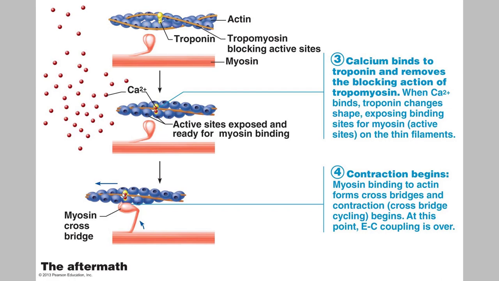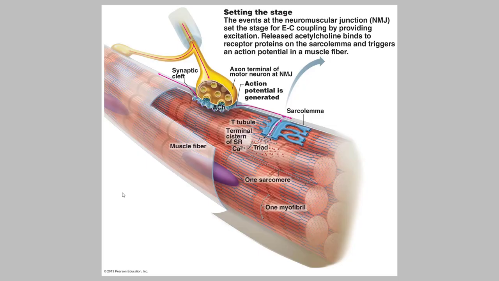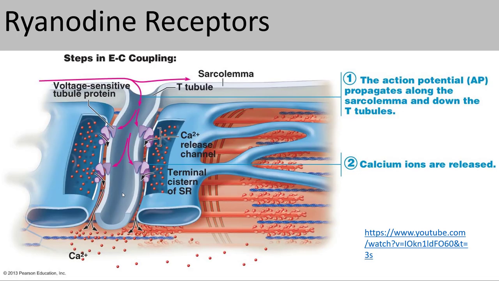Okay, so now we're going to go back and see that in action. So when a neuron tells a muscle to contract, we call that excitation-contraction coupling. In the previous video, the video that I just played in this lecture, that was the excitation part. We sent an action potential to the muscle. This is the coupling part. In just a few minutes, we're going to watch the contraction part. This is the part that actually couples the excitation to the contraction. So let's watch.